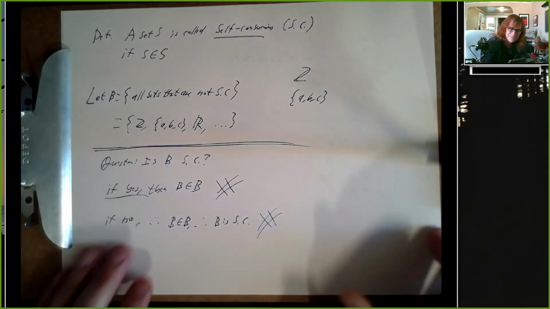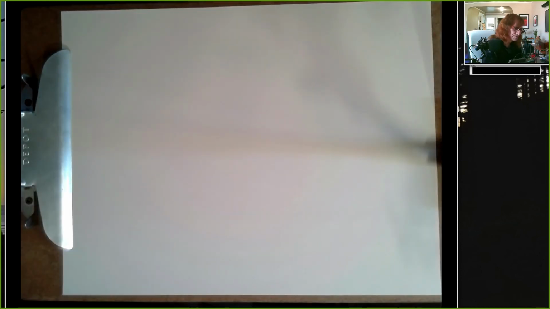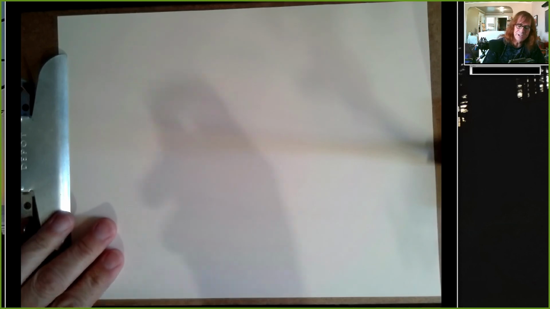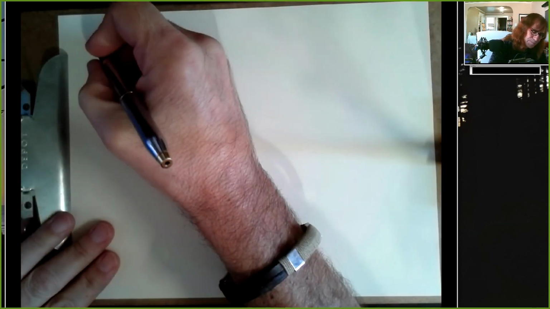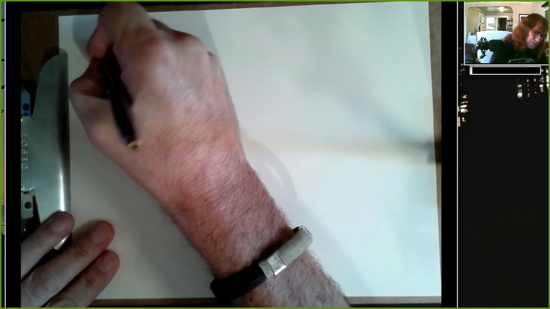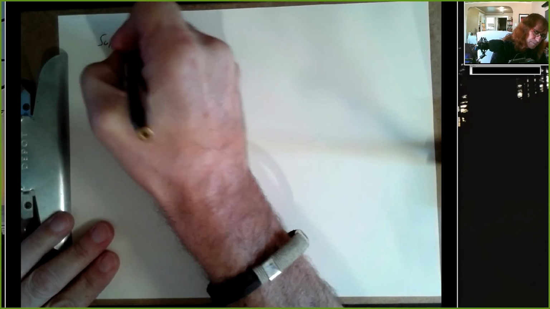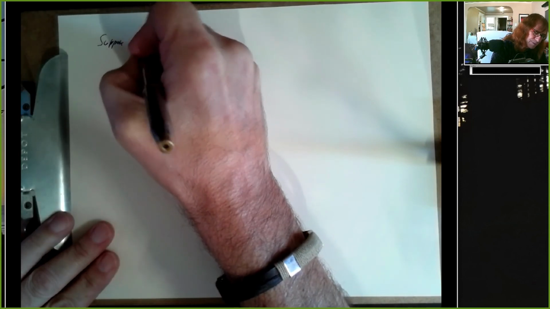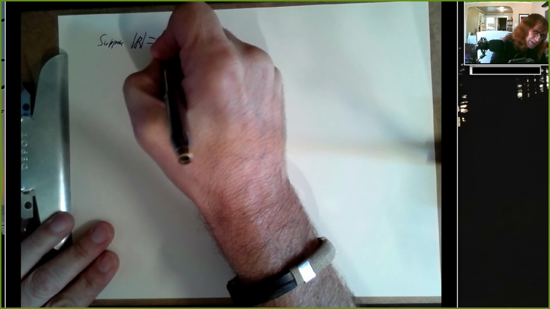And so we have 5 minutes left. Let me see if we can prove that there's more real numbers than there are integers. So let's prove the cardinality of R is strictly bigger than the cardinality of Z. And let's do this by another proof by contradiction. So suppose that the real numbers have the same cardinality as the integers.